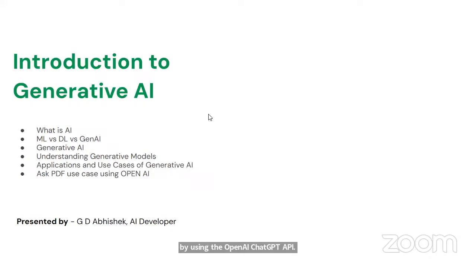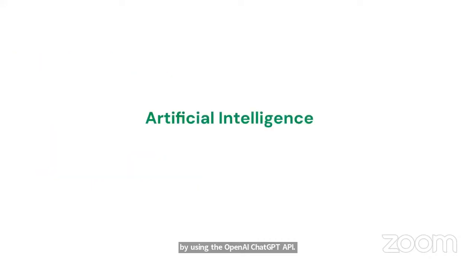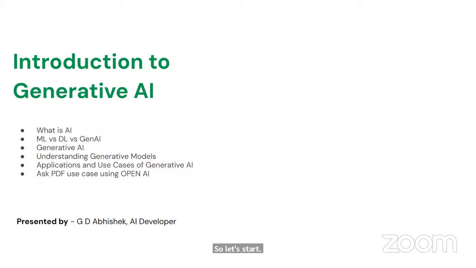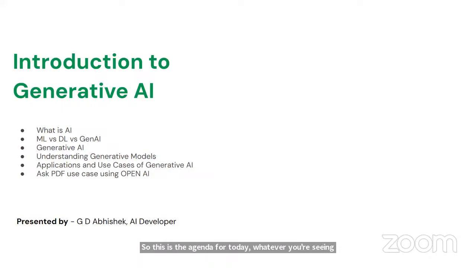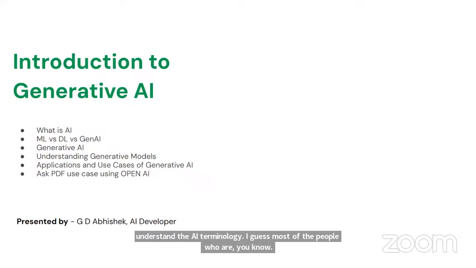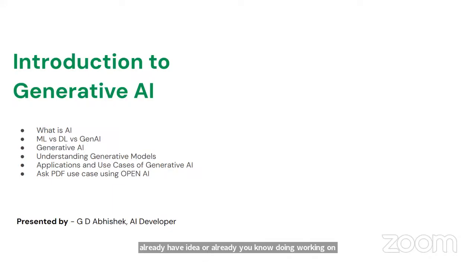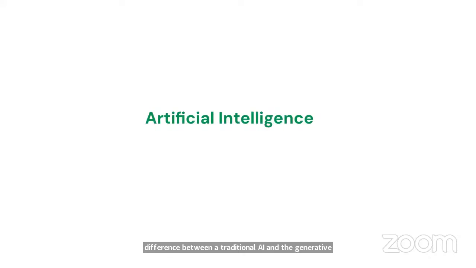So let's start. This is the agenda for today, whatever you are seeing on the screen. Before starting with generative AI, first we'll start with understanding what is AI, because we'll first understand the AI terminology. I guess most of the people already have an idea on this. However, we'll just take a glance at what is AI, then we'll compare the difference between traditional AI and generative AI, and then we'll proceed with understanding more about the generative AI models.